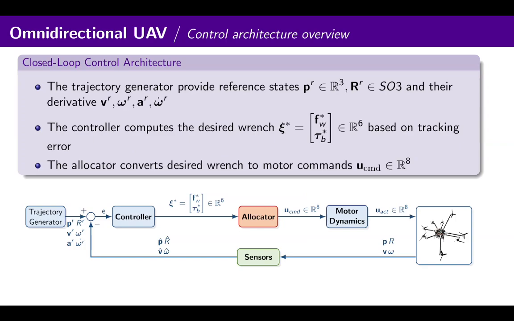The goal of the OmniOcta is to perform a reference trajectory. Its execution is ensured by the following closed-loop control architecture. From the position, orientation, and the first and second derivatives errors, the controller calculates the desired wrench. Then, an allocator computes the motor commands.